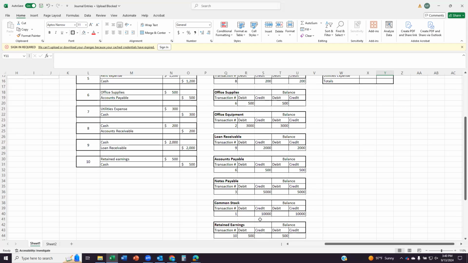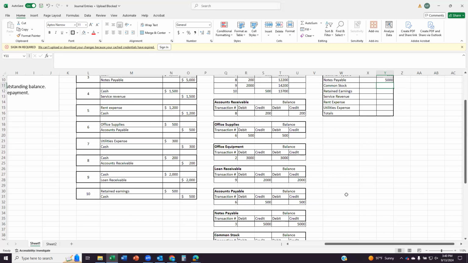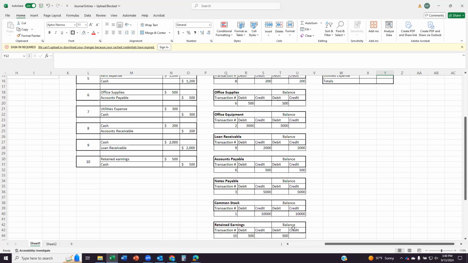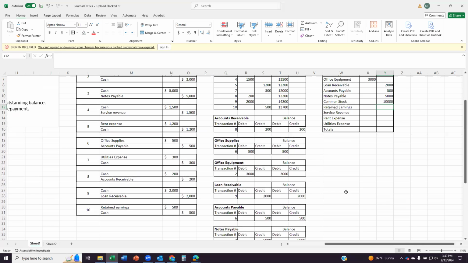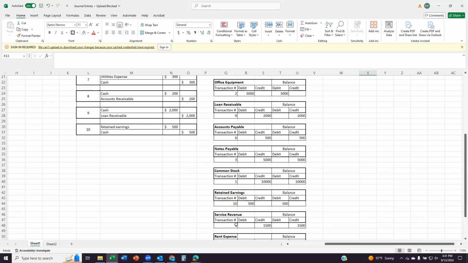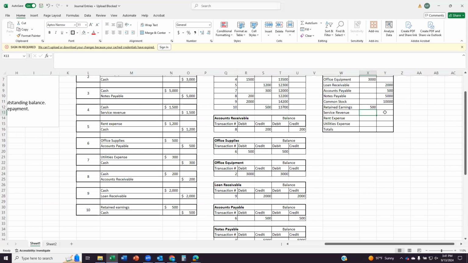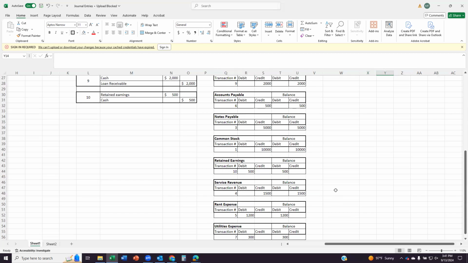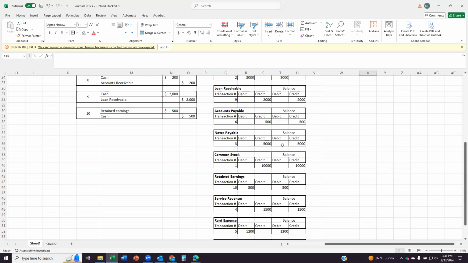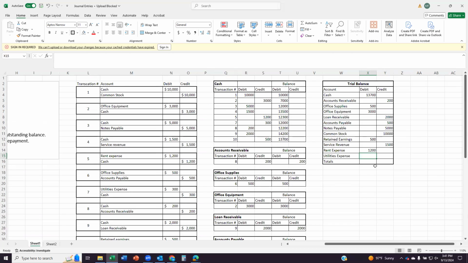Common stock has a debit balance. Oh, no, sorry, a credit balance of 10,000. Retained earnings has a debit balance of 500. A little weird again to have an equity account with a debit balance, but it can happen. Our service revenue account has a credit balance of 1,500. And our rent expense has a debit balance of 1,200. And our utilities expense has a debit balance of 300.